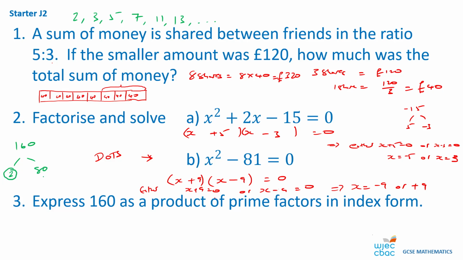2 goes into 160, 80 times. Then we break the 80 down. We circle the 2 because it's prime. 2 goes again, 40 times. Circle the 2. Break the 40 down. 2 goes into 40, 20 times. Circle the 2. Break the 20 down. 2 goes 10 times. And 2 goes into 10, 5 times. And 5 is prime. So we can say 160 is equal to 2 to the power of 5 times 5.